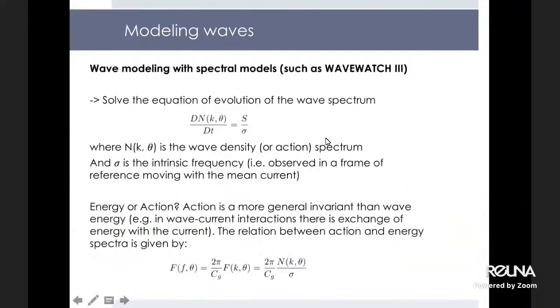So the wave model solves this wave spectrum evolution, using this quantity that is named N here, which is the wave density or the action of the spectrum. It's actually another way to measure energy. It's just a more general invariant of wave energy, and the correspondence between wave energy and wave action is provided in the equation at the bottom over there.